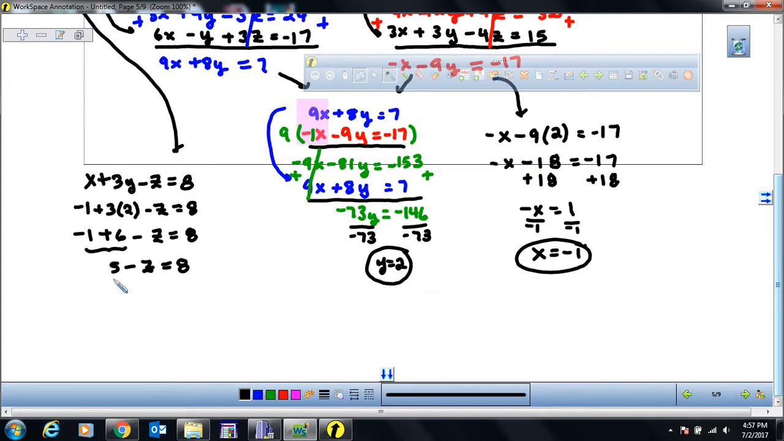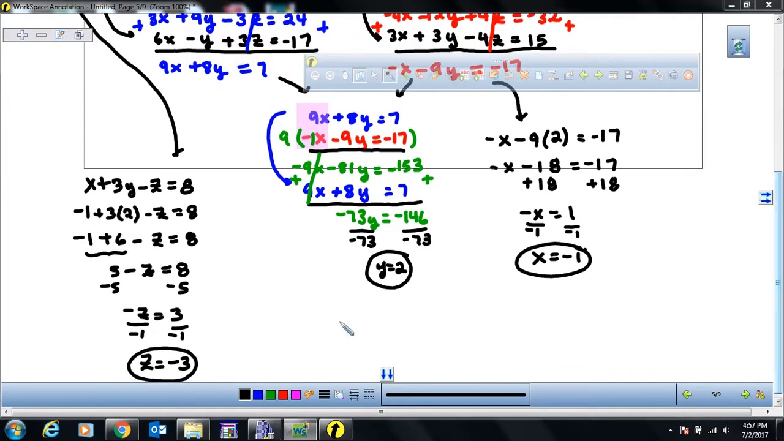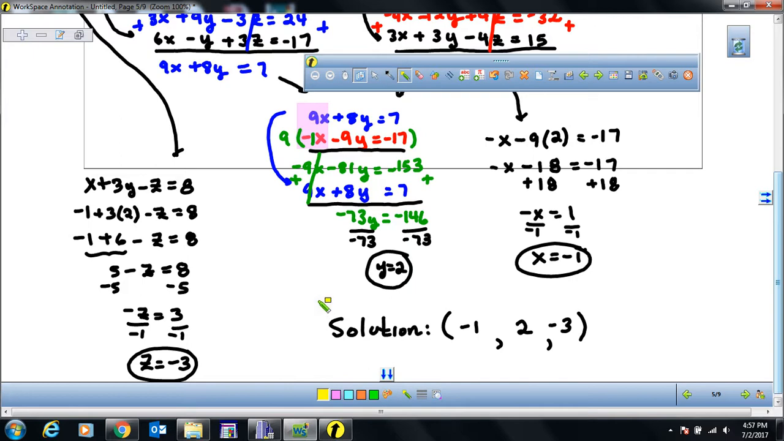So to solve for z, I need to subtract the 5 from both sides. That gives me negative z equals 3. And then I divide by the negative 1 to get rid of the negative. So z equals negative 3. And so that concludes this problem. So then we can write the solution. The solution for this system of linear equations is going to be the ordered triple: negative 1, which is my x, comma, 2, which is my y, comma, and negative 3, which is my z. And that concludes this problem.